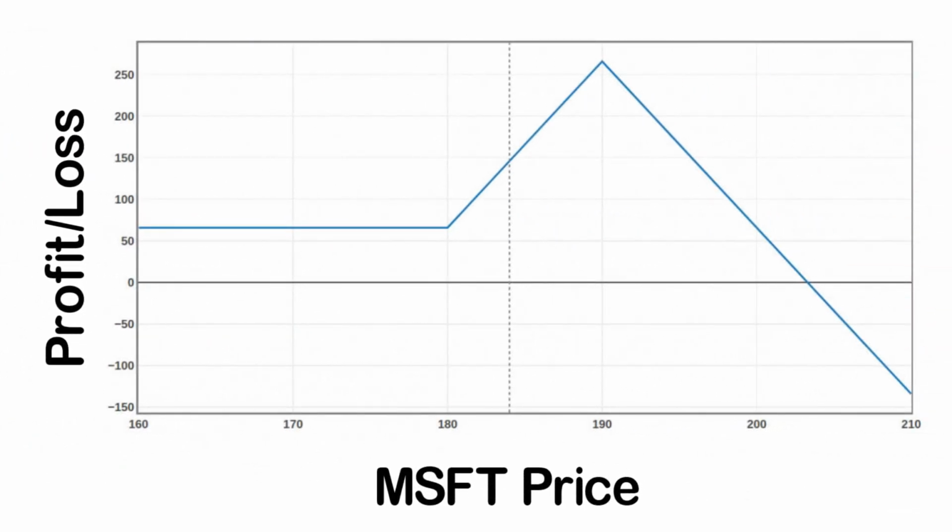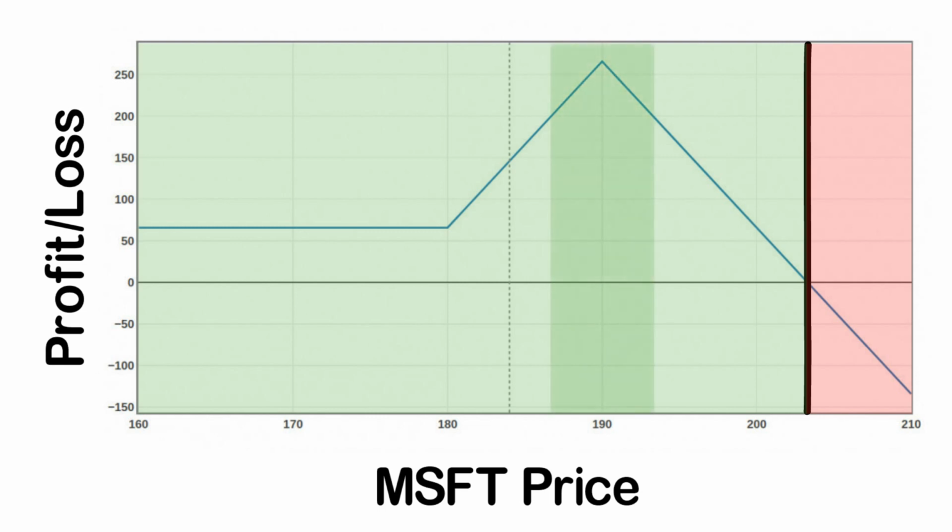As you can see, this strategy is profitable as long as Microsoft's price stays below $205 until the expiration date. But the best possible case would be if Microsoft's price rises slightly to $190 until the expiration date. But even if Microsoft's price drops hugely, you would still achieve a profit.